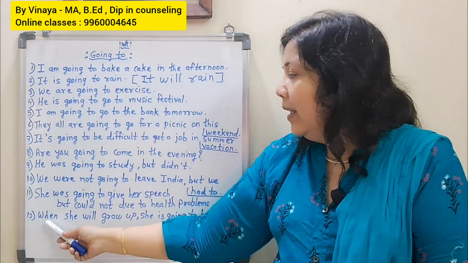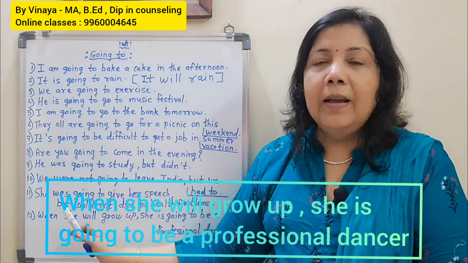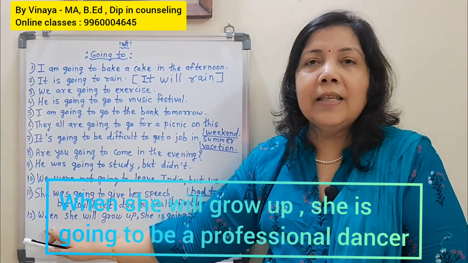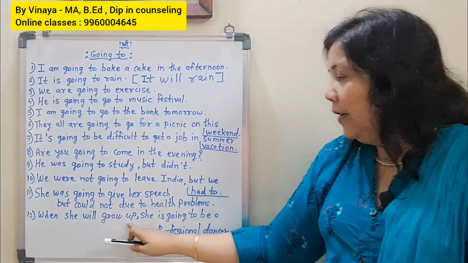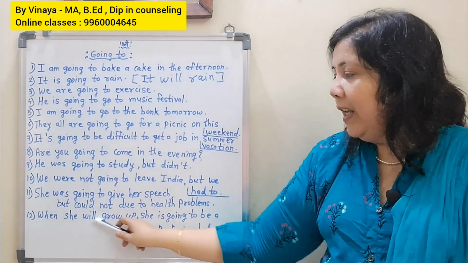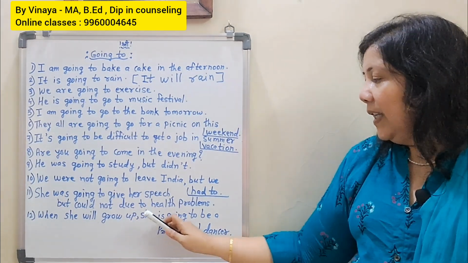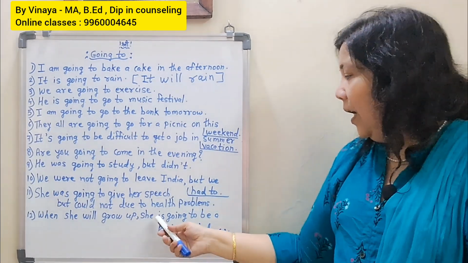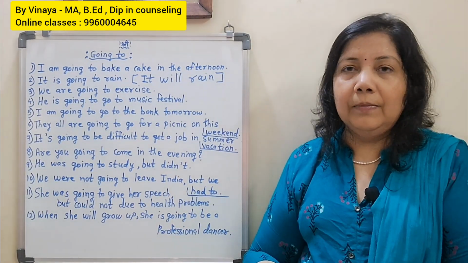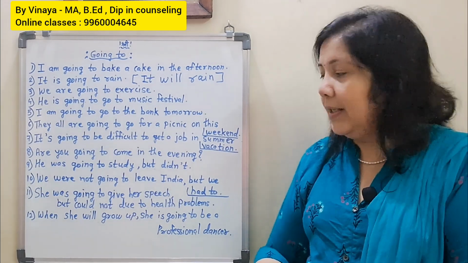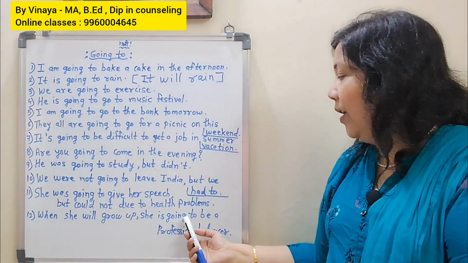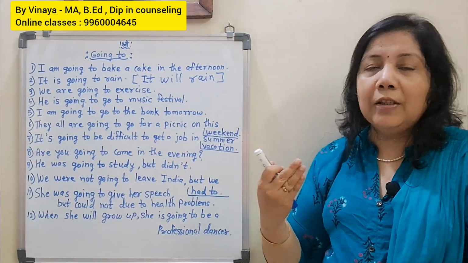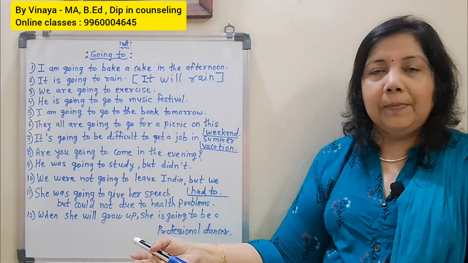And one more. This last one is in future tense again, but a longer sentence. When she will grow up, one part of the sentence, is called a subordinate clause. When she will grow up, will grow, simple future tense. This is the main clause, and in this clause the construction is going to. She is going to be a professional dancer. Again, she is the subject, going to is the construction, be is the main verb. What she is going to be, a professional dancer, is the next part.